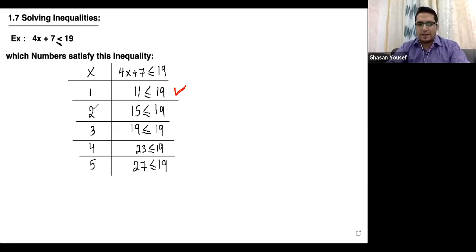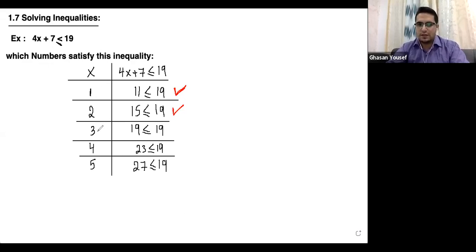What about when x equals 2? They give me this inequality: 15 less than or equal to 19. Burma said yes, this is correct because 15 is less than or equal to 19. So when x equals 2, it satisfies this inequality.